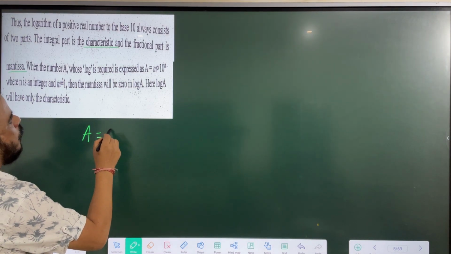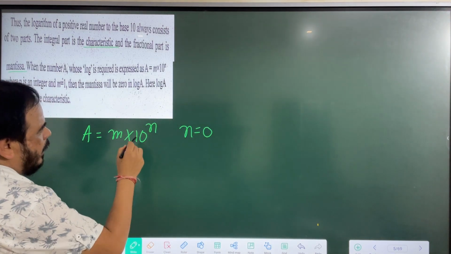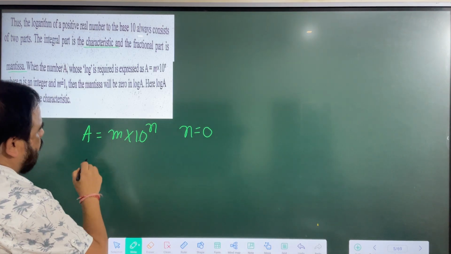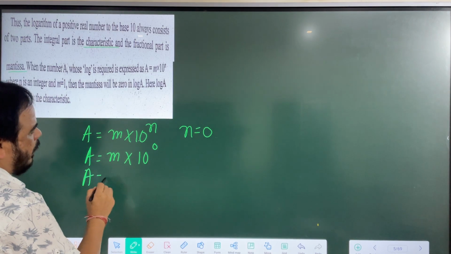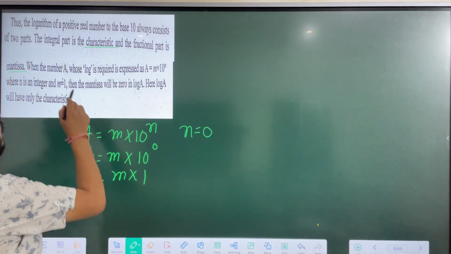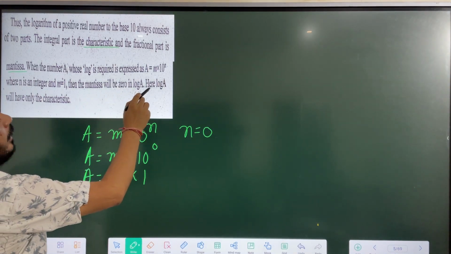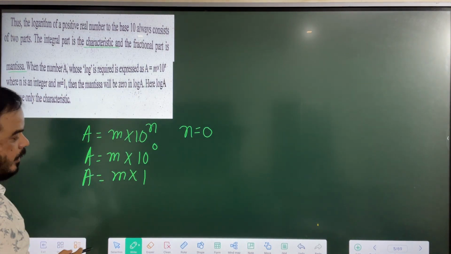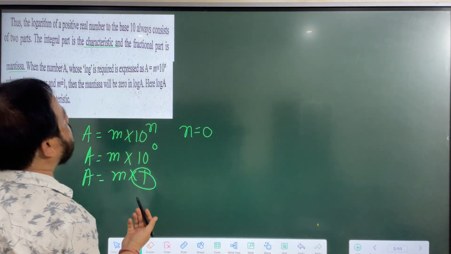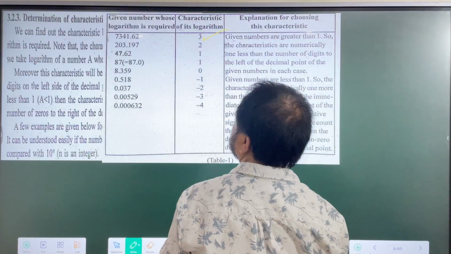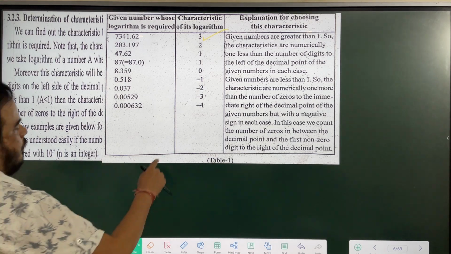A is equal to m into 10 to the power n. When n is 0, then 10 to the power 0 will be 1. So a is equal to m into 1. That is what is written here. Then the mantissa will be 0 in log a. Here in log a you will have only the characteristic, because m into 1 is m only. So only the characteristic will be there. So there is nothing to learn here.